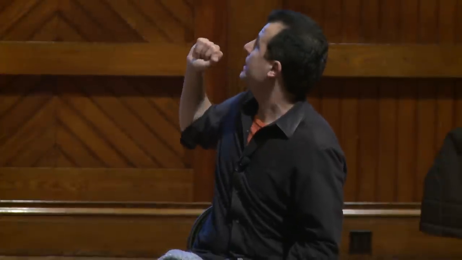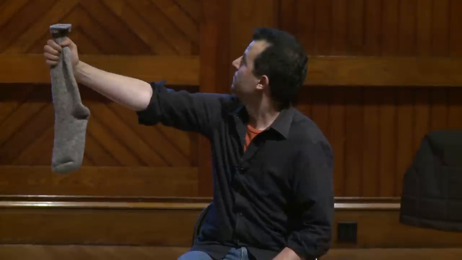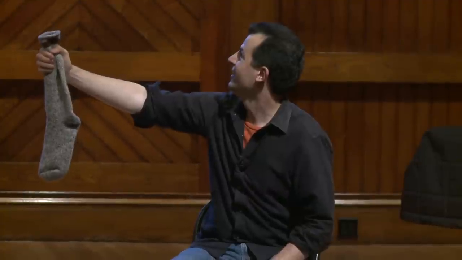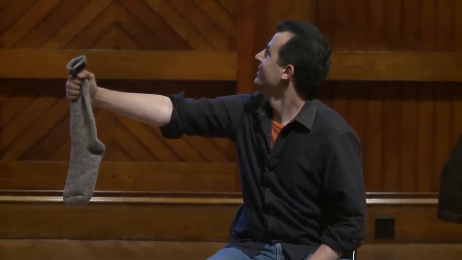Now, meanwhile, the if it's the same shape and size, the fact that take it is indented further just means that's the only thing you should do if that condition, if that branch, that fork in the road is in fact the case, is in fact true. So now here we're on step four. Identify right and left. I've identified right. Give me step five. And technically, we should probably number all the lines if we're going to do this. Okay, fine. Well, all right, we'll do it your way.